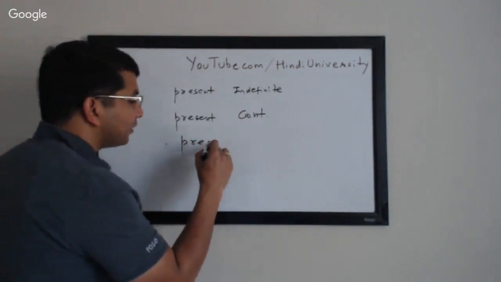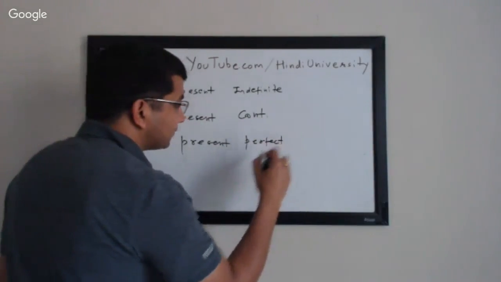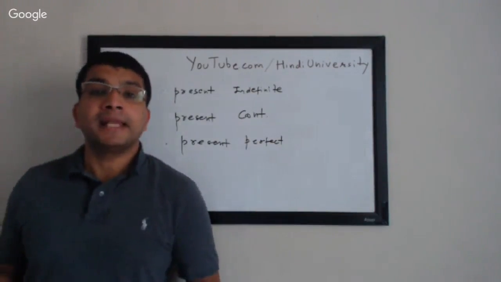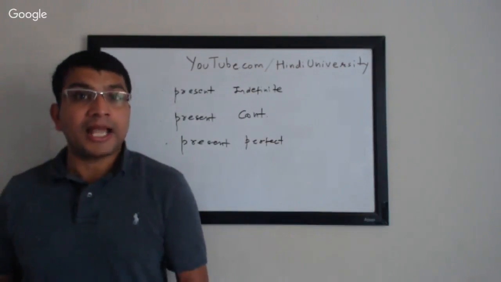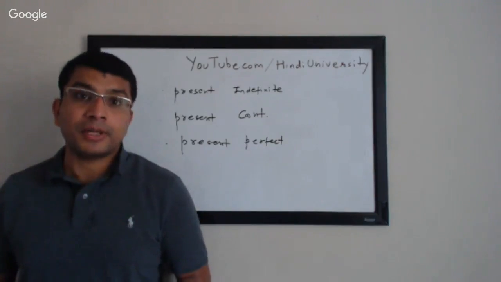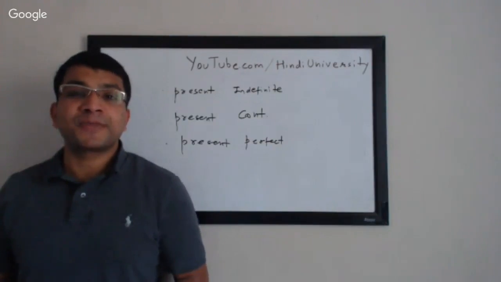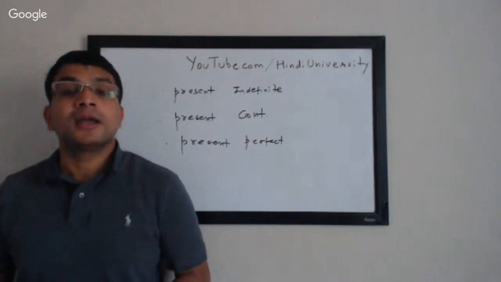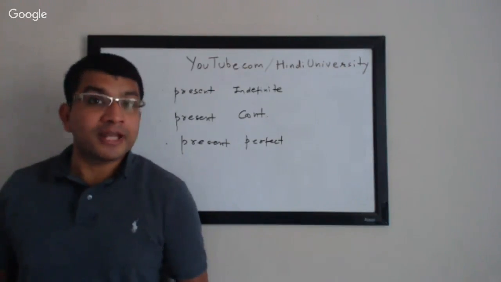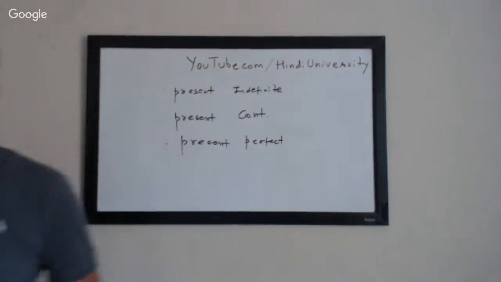And we learned about present perfect, things that you have completed. Maine padhaya, I have taught. Maine bola, I said. Similarly, I have heard the song, maine gana suna hai. Or I have watched the movie, maine movie dekhi hai. Something that you have completed. Those are the present perfect tense.